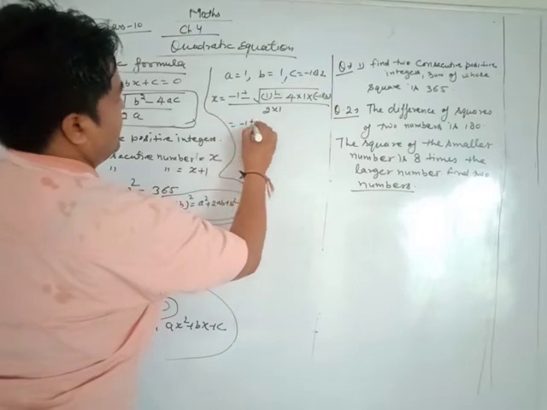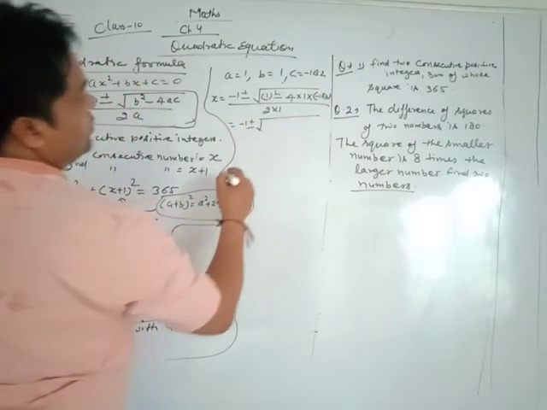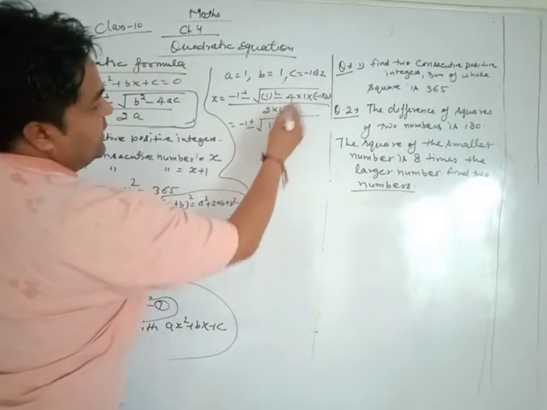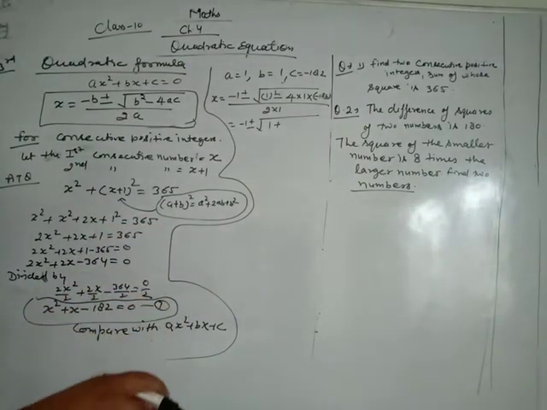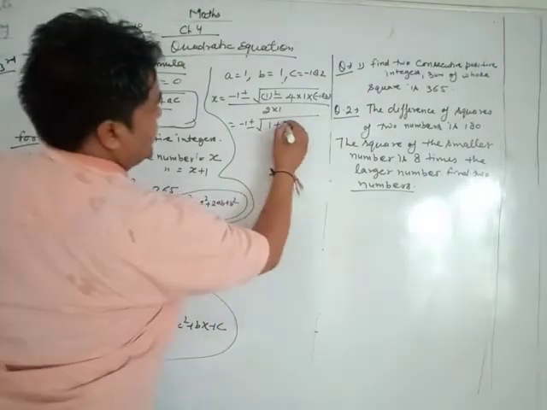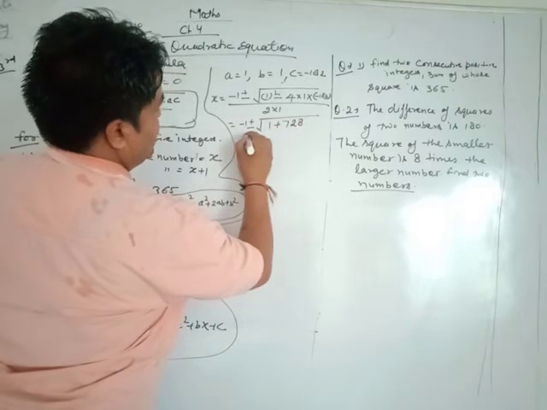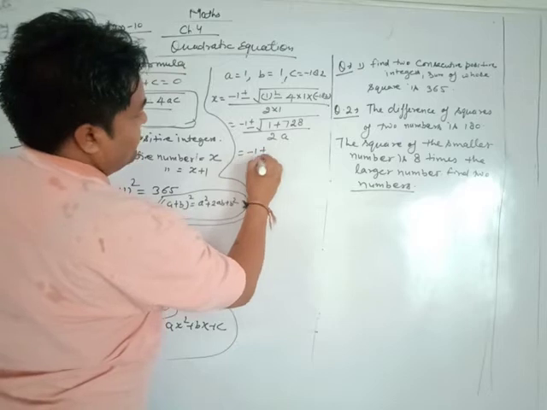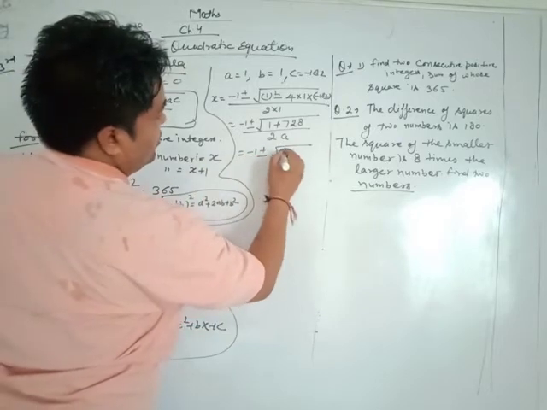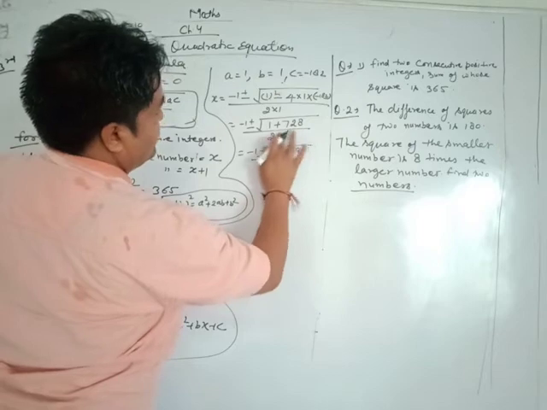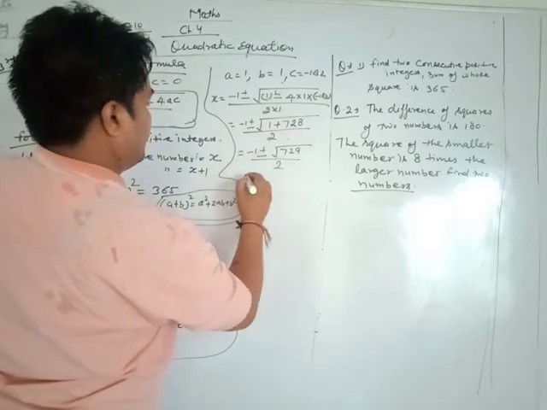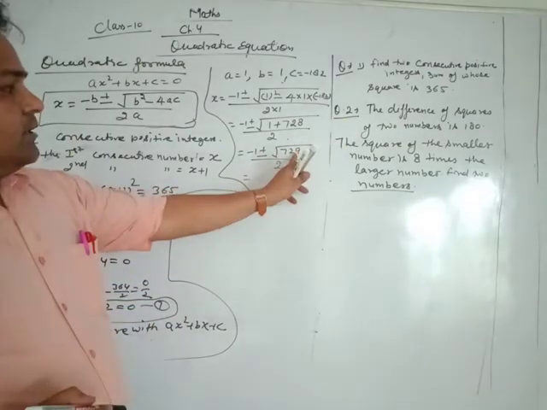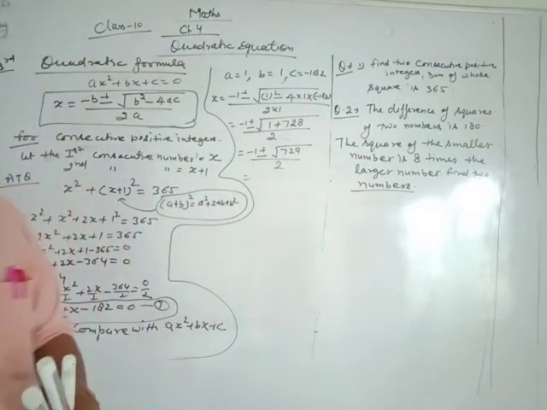So minus 1 plus or minus root of what? 1 square equals 1, and if we multiply 182 by 4, then we will get 728, so 1 plus 728 by 2. Now again, minus 1 plus or minus root 729 by 2. But now, how can you prove that this number is a perfect square?